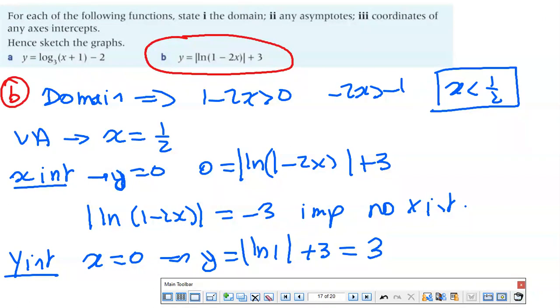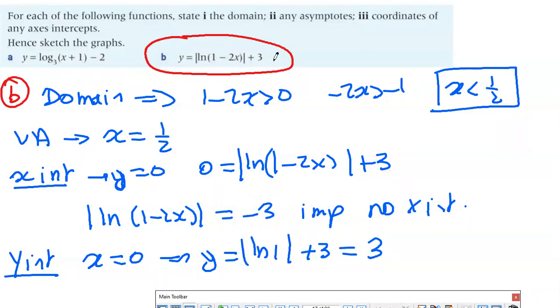Now let's move to the last example in this lesson. How are we going to graph the ln function? For each of the following functions, state the domain, any asymptotes, and the coordinate of the x-intercept, and then we graph it. I'm going to just do this one because it is a little bit more complicated than the other one. First of all, the domain of definition. We know when I have an ln function, the inside should be positive. So 1 minus 2x should be positive. So x should be less than half. And this is going to be the vertical asymptote because x cannot be equal to half. So the vertical asymptote is x equal to half.